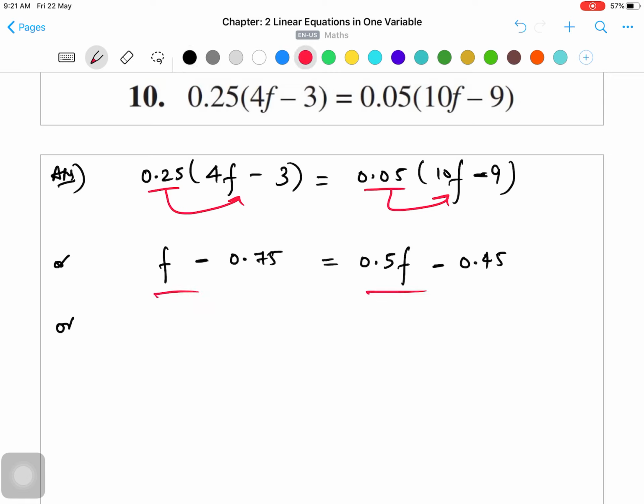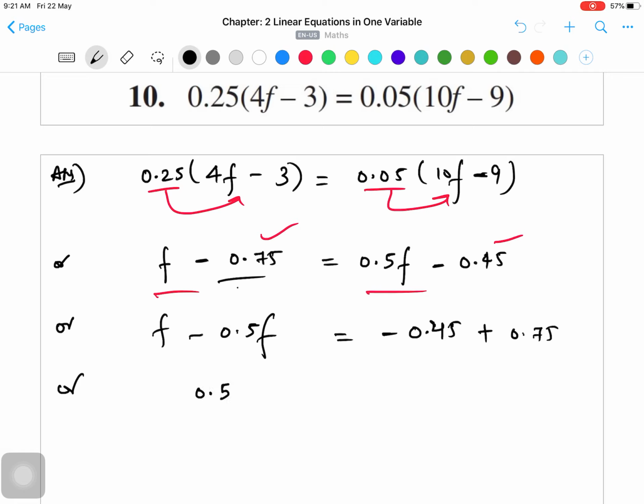Now, shifting the variable terms to one side and non-variable terms to the other side. So this will be f, and this 0.5f will become minus 0.5f on this side. On the other side we have minus 0.45, and this minus 0.75 will become plus 0.75. So 1f minus 0.5f will result in plus 0.5f, equals minus 0.45 plus 0.75, which will result in 0.30.